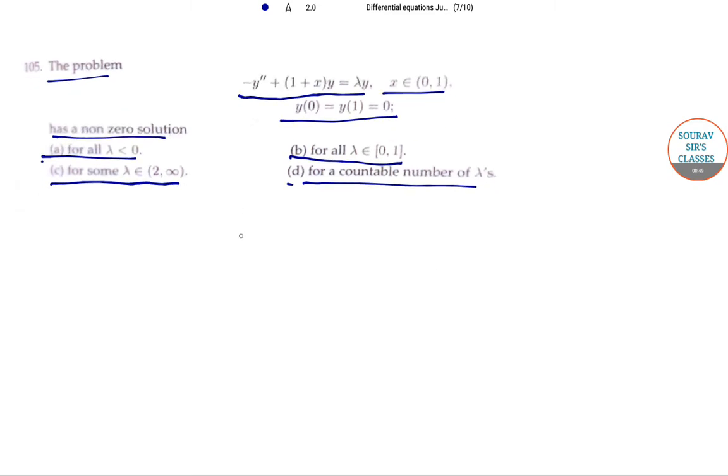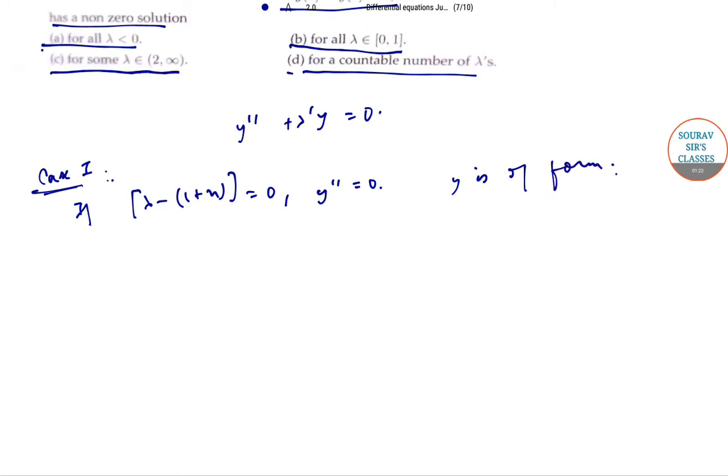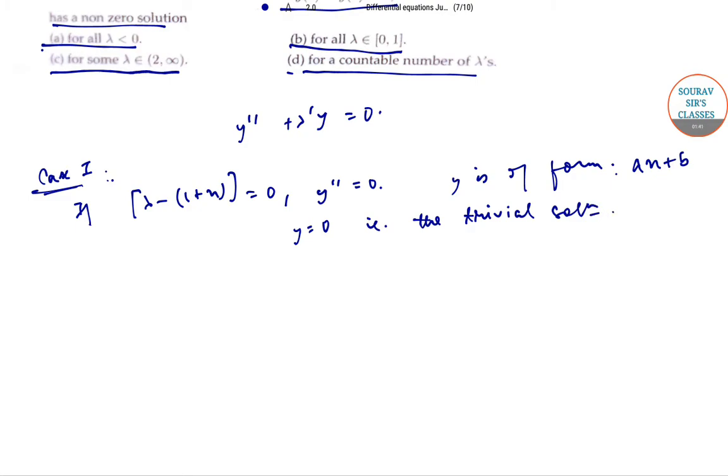Now, the given equation is of the type y'' + (λ - 1 - x)y = 0. For this we can have three different cases. So the very first case is if λ - 1 - x is equal to 0, then y'' = 0. This means that y is of the form ax + b. Applying boundary conditions, we get y = 0, that is the trivial solution.